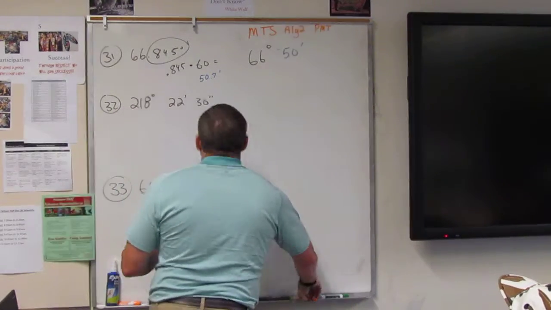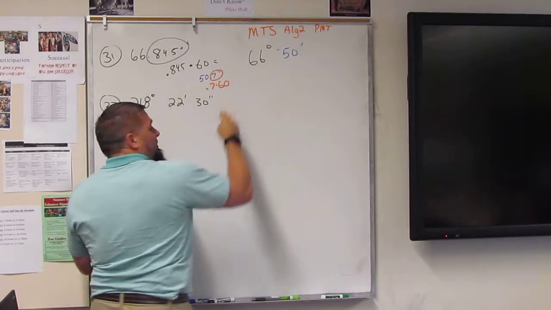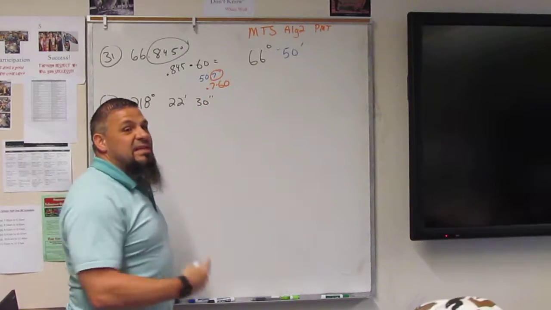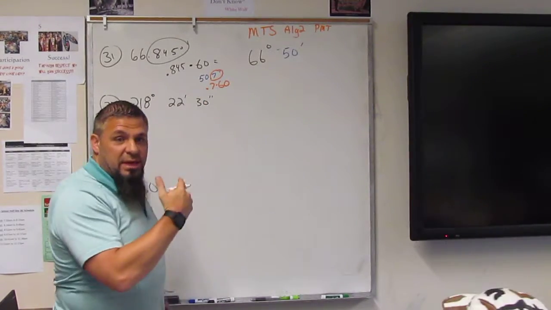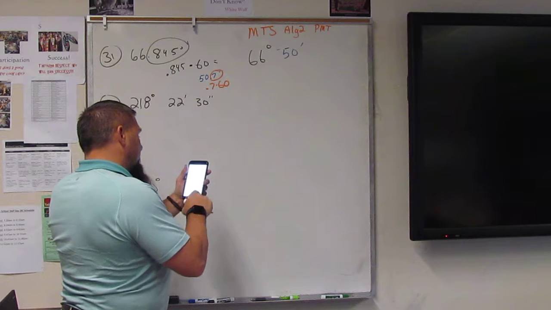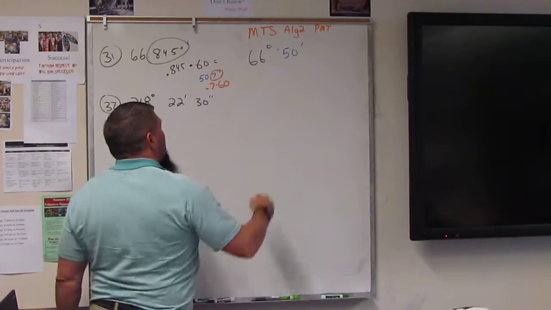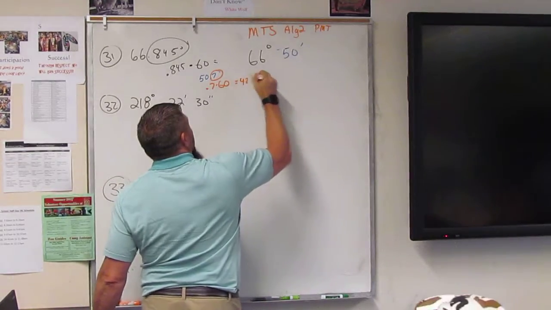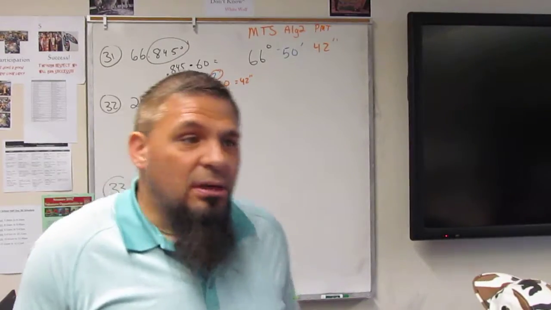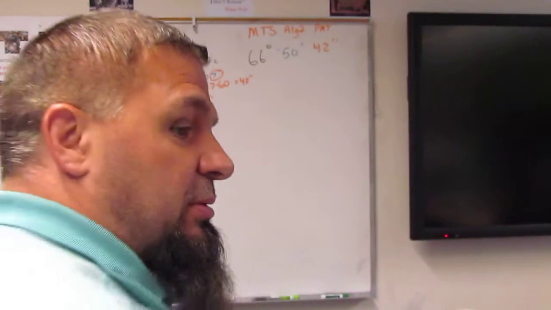So what is this part, 0.7 of 60? Because there's 60 seconds in a minute. So I'm saying 0.7, or 70%, of 60 is how much? So I go, trusty dusty calculator, 0.7 times 60. Gives me 42. So I know that this is 42 seconds. And that's how you find minutes and seconds. It's easy. It's all 60s. Think of a clock, 60 minutes, 60 seconds. As long as you know that, it's easy.